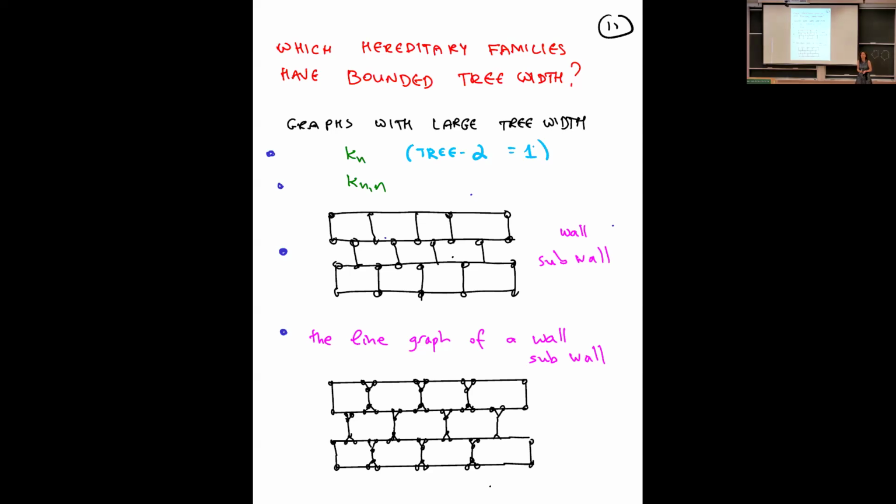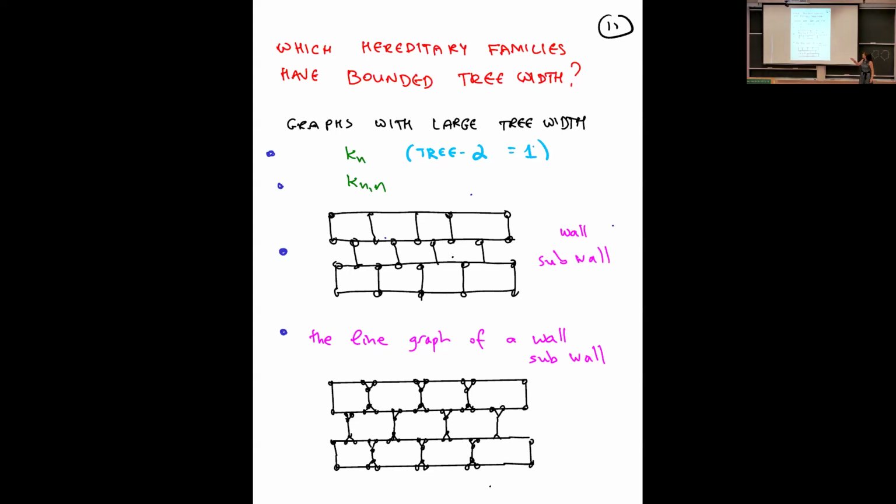Now, just one thing to mention, if I fast forward several years and instead of bounded tree width, I want to think about bounded tree independence number, then it's all the same, except the very first one. A big clique, a big complete graph, has tree independence number 1, but has huge tree width.